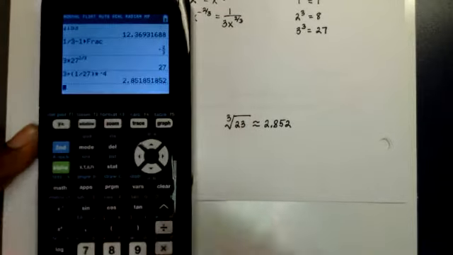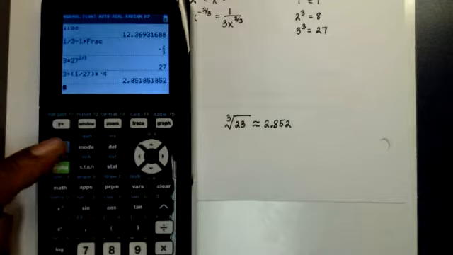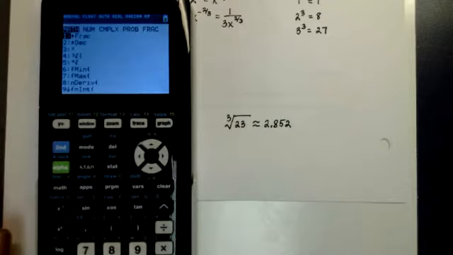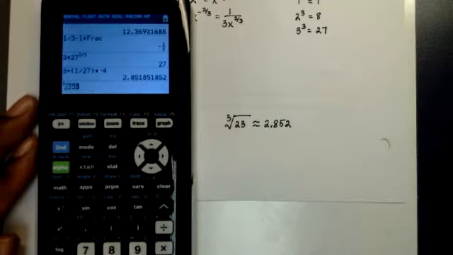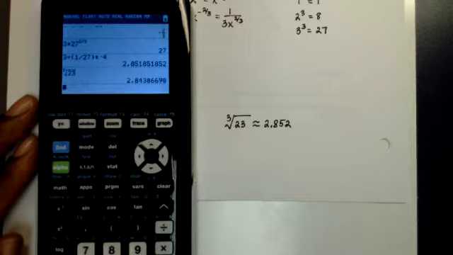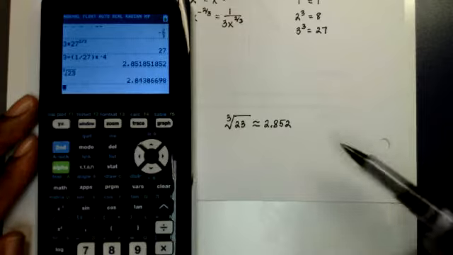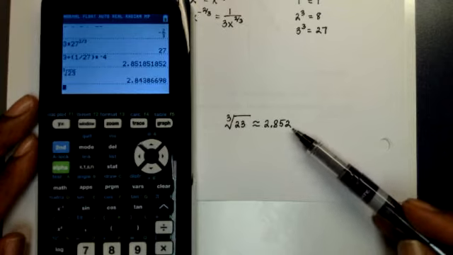Now for the exact value, if I press the math key and then select number 4 for the cube root, then type in 23, you'll see how close we are to the exact value using the linear approximation method.